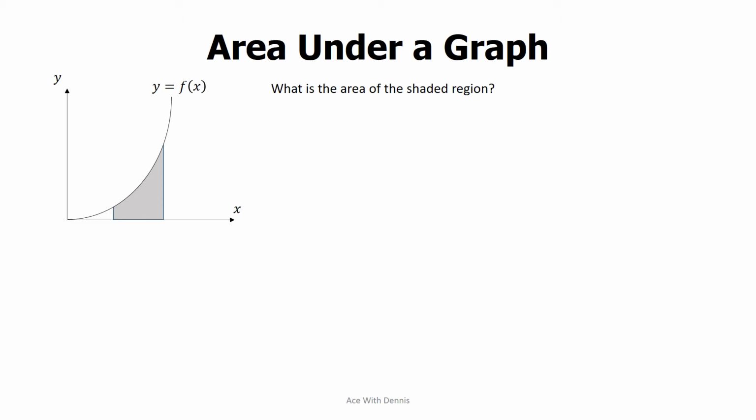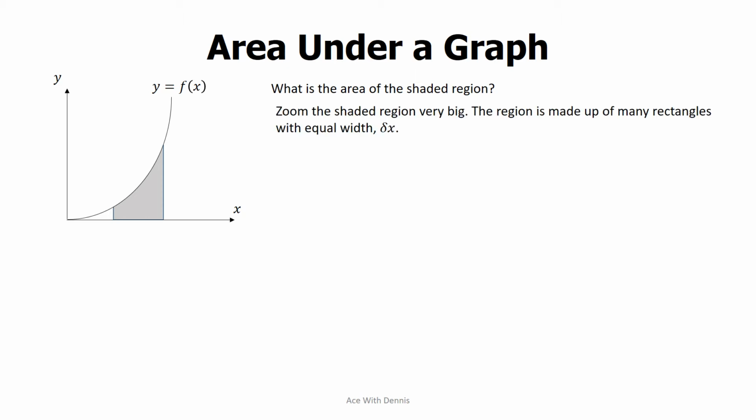To find the area of the shaded region, we need to zoom into the shaded region very big until we can see that the region is made up of many rectangles with equal width delta x. And here's how it looks. So we zoom in on this area, and this is what we will see.